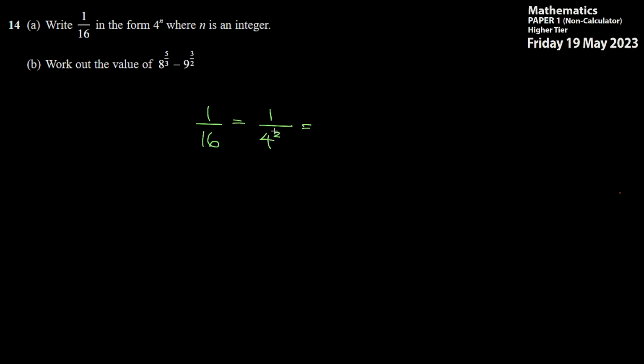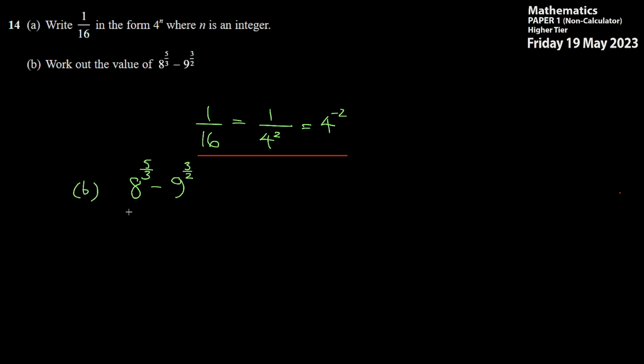And using the rule about negative powers, all they mean is you've got a sort of a surplus of powers on the bottom. This turns into 4 to the negative 2. And that's the first of the answers for this question.